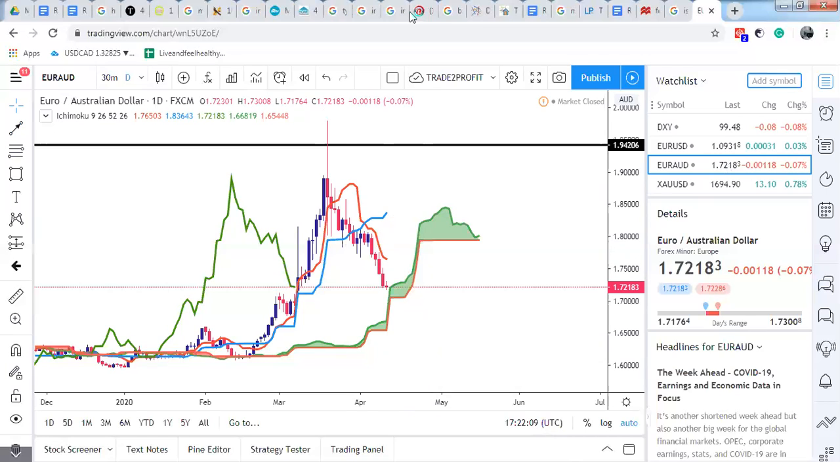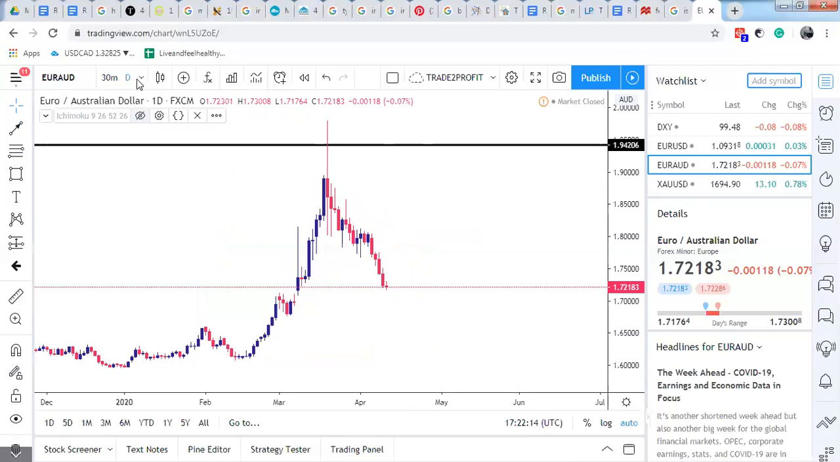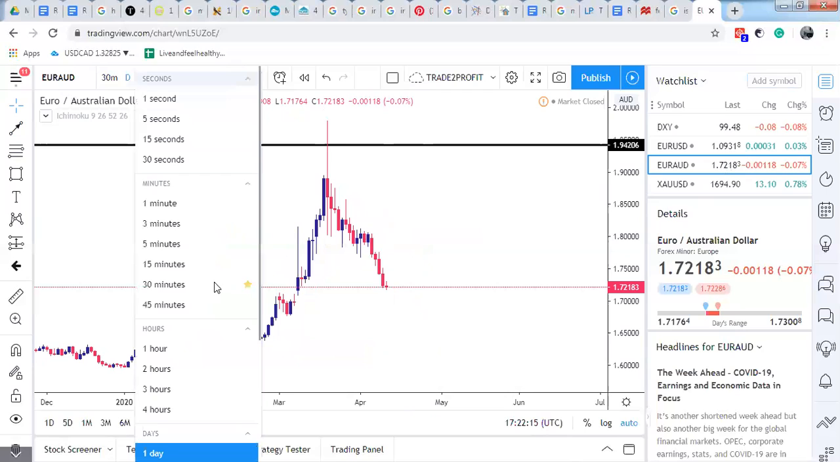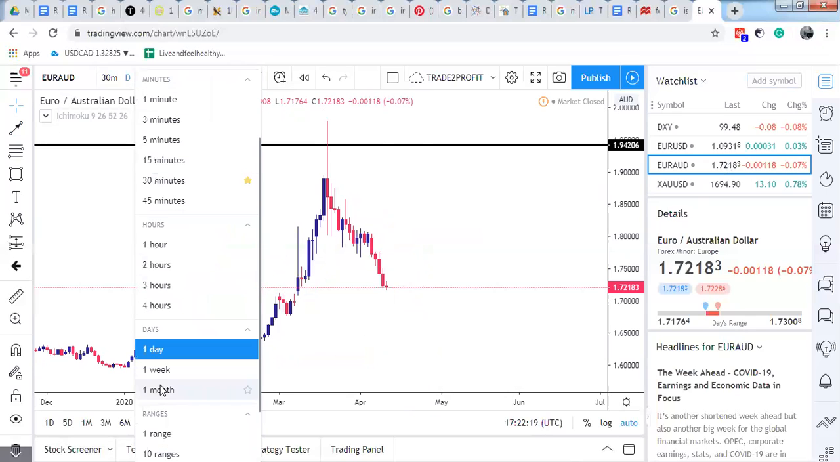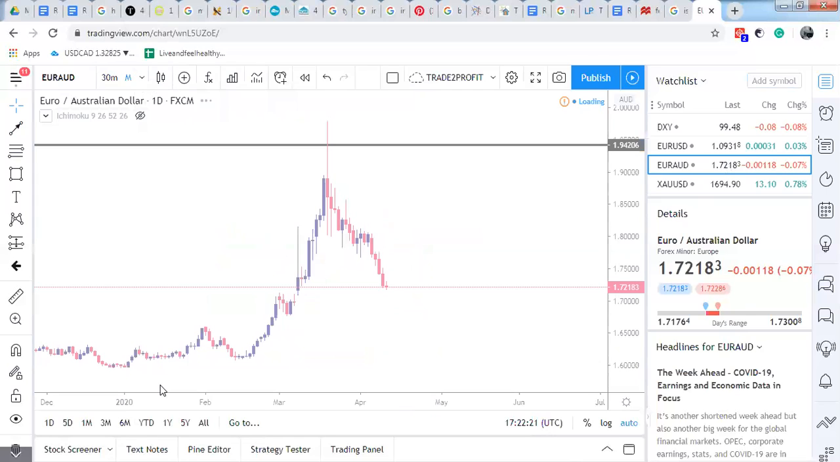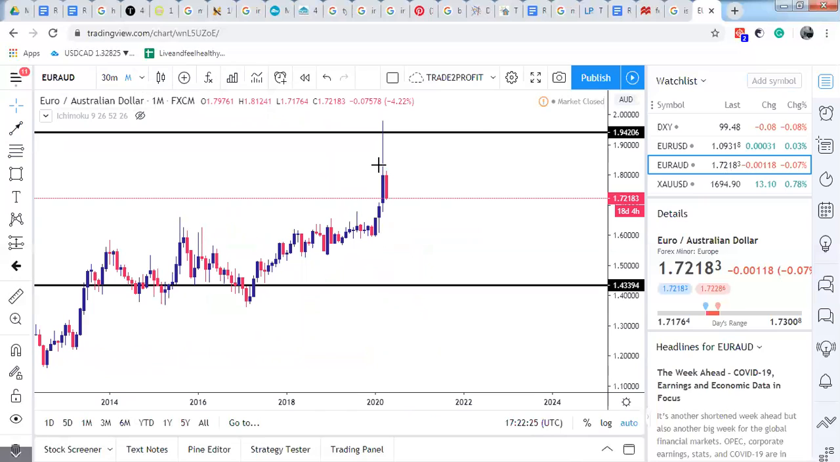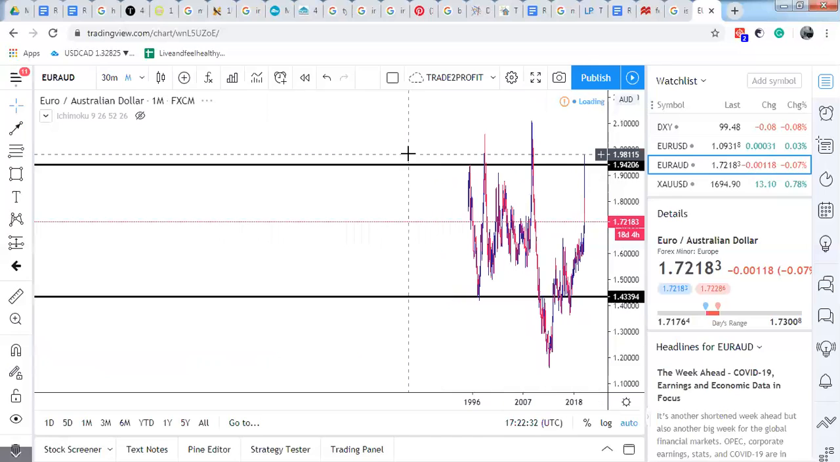Because looking at the big picture, let's even take out the Ichimoku. As far as Euro Australian dollar is concerned, the big picture is a sell, right? The monthly time frame is actually at the point where we should expect the market to begin to drop. Take a look at that. It's a beautiful sell right there. So all you need to do is just wait for that retest and see your confirmation.